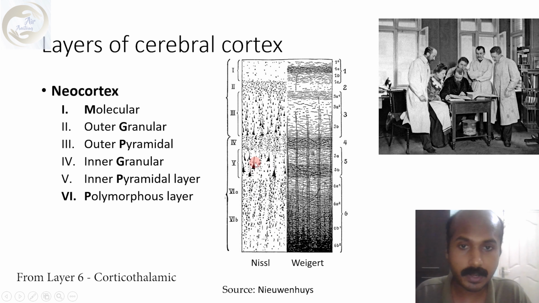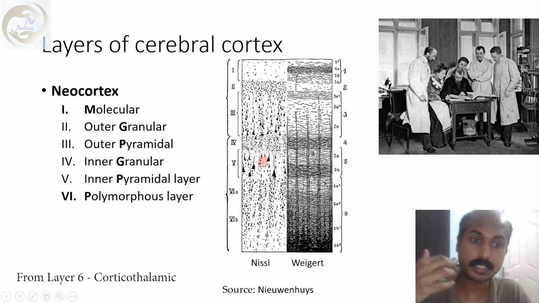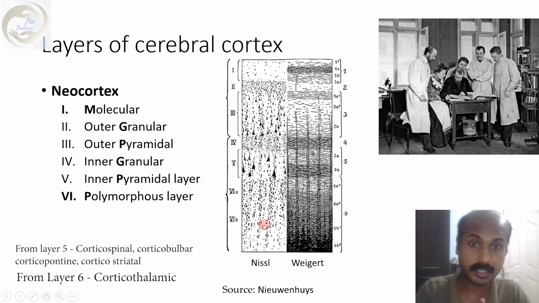Layer 5 will have fibers projecting to subcortical regions other than the thalamus. So layers 5 and 6 project to subcortical regions: layer 6 to the thalamus, and layer 5 to regions other than the thalamus. For example, the corticospinal fibers to the spinal cord, the corticobulbar fibers, and the corticostriatal fibers all come from layer 5.